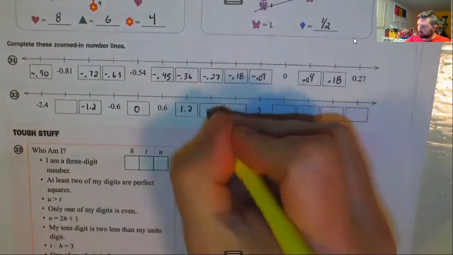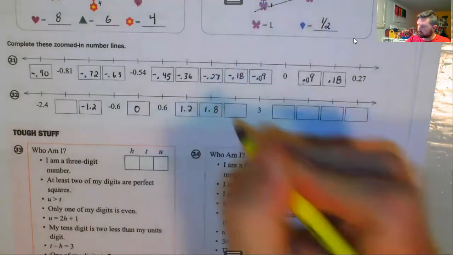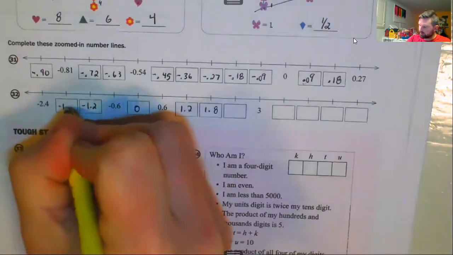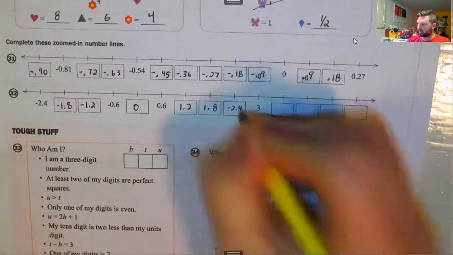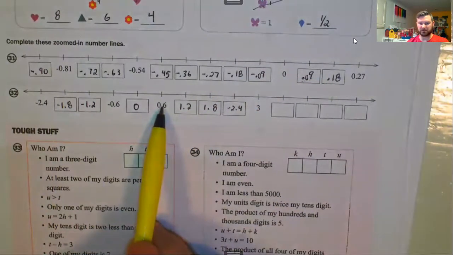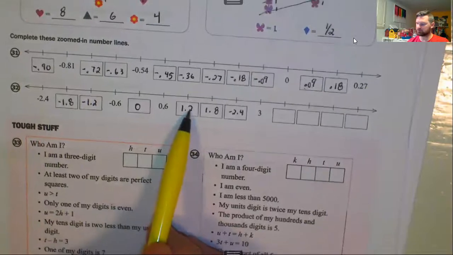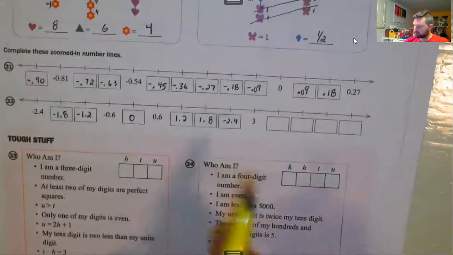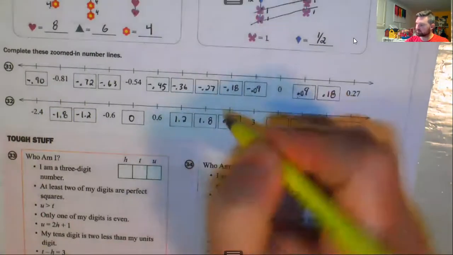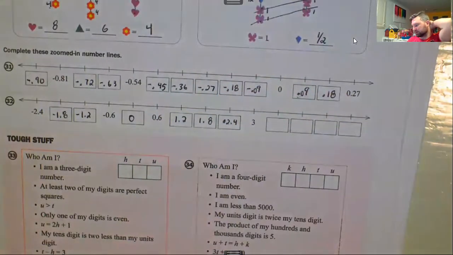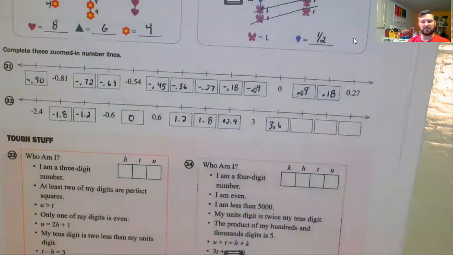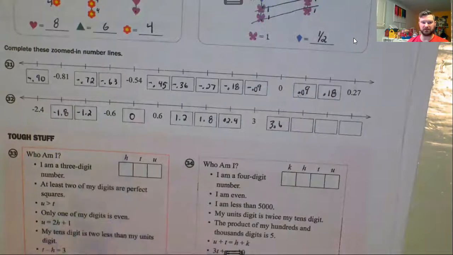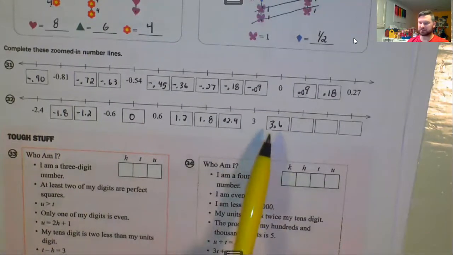6 more would be 1.8. So negative 1.8, and you have negative 2.4. You're going by sixes, so 6 times 1 is 6. 6 times 2 is 12. 6 times 3 is 18. 6 times, sorry, this is a positive 24. 6 times 4 is 24. 6 times 5 is 30. 6 times 6 would be 3.6. I say times 6, but it's really times 0.6, which leaves your decimal right there.